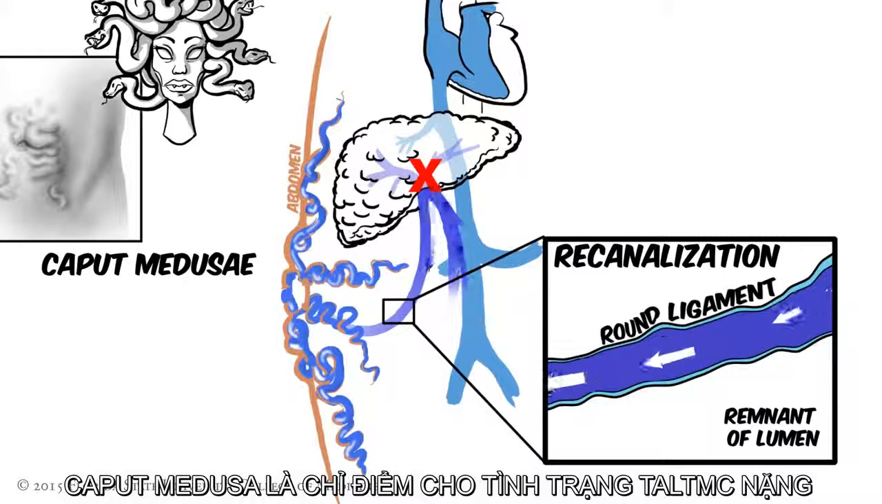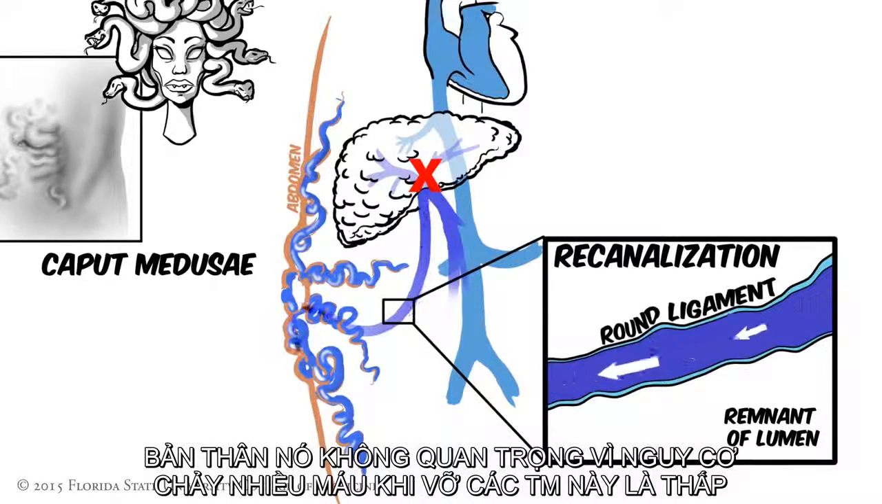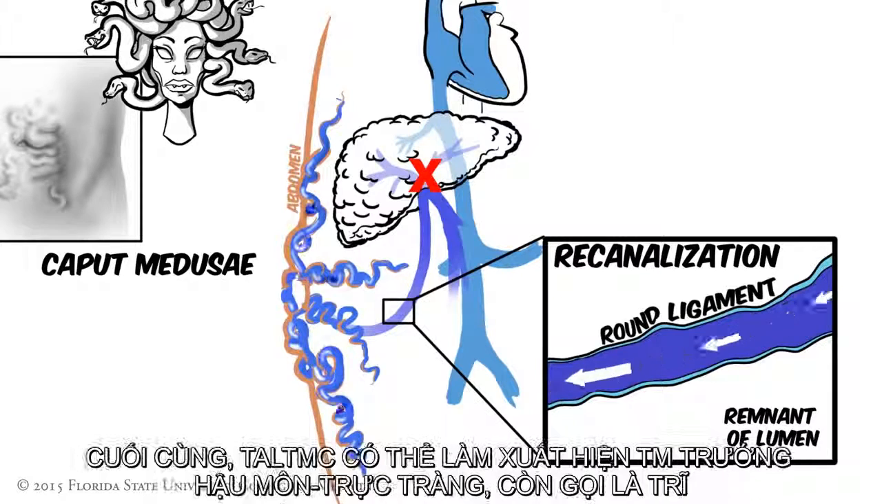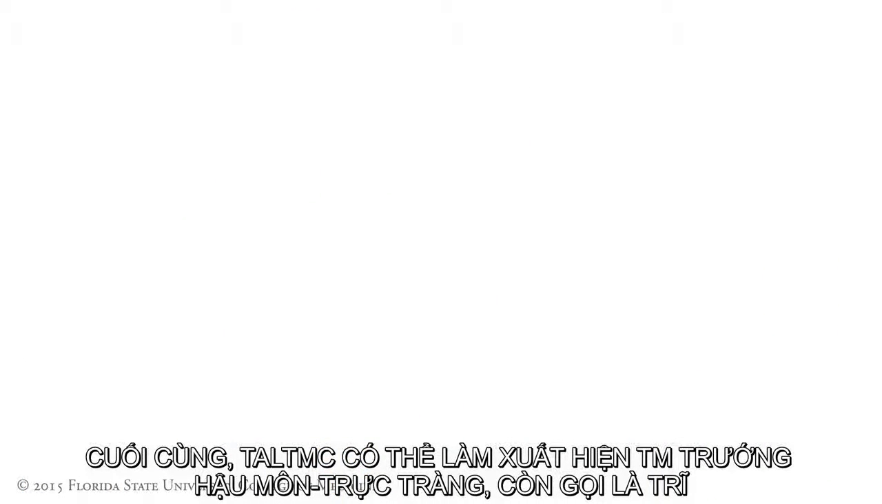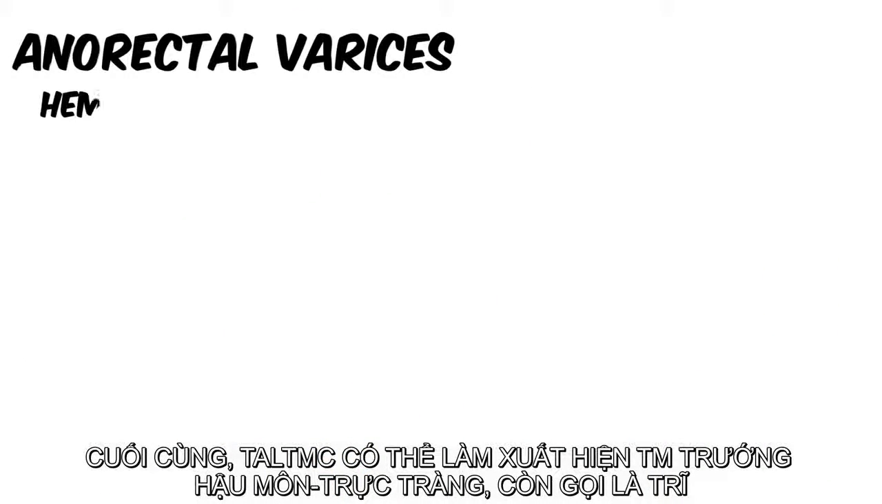While caput medusa can be indicative of severely elevated portal pressure, it is not itself dangerous, since the risk of significant bleeding from these swollen vessels is low. Finally, portal hypertension can lead to anorectal varices, or hemorrhoids.